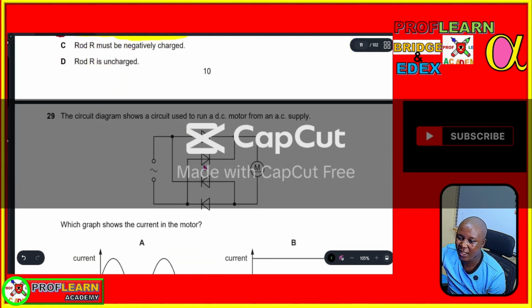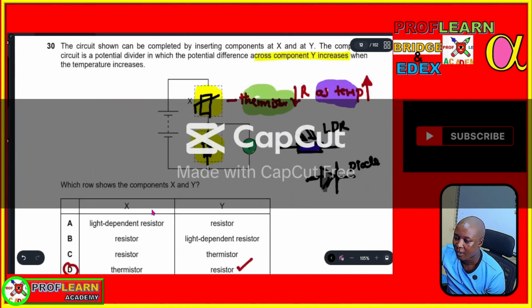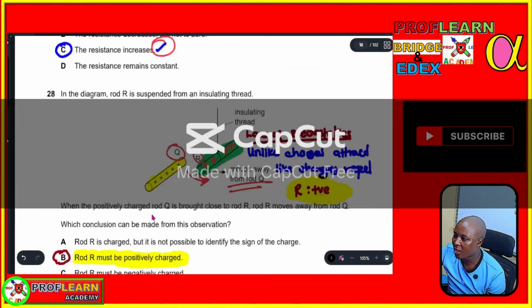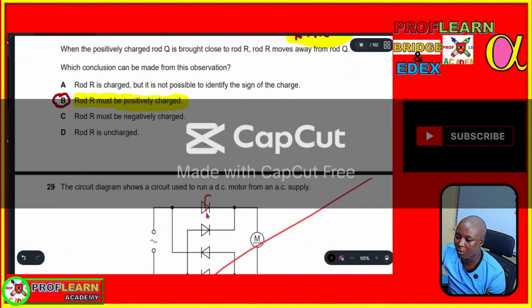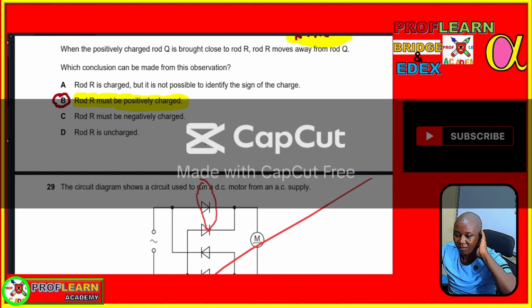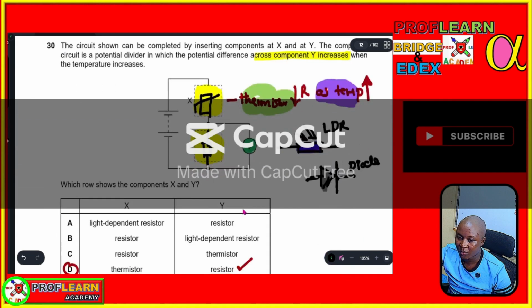So question number 29, application of rectifiers. Rectification and the use of the diode. What I can mention is that you need to know this is the symbol of a diode, and a diode is a device that allows current to flow in only one direction. The rest of the parts are not necessary as far as your exam is concerned. Okay, so moving to question 30.